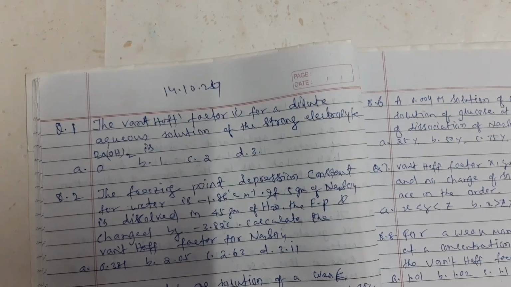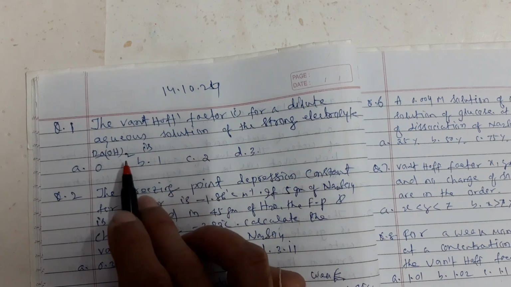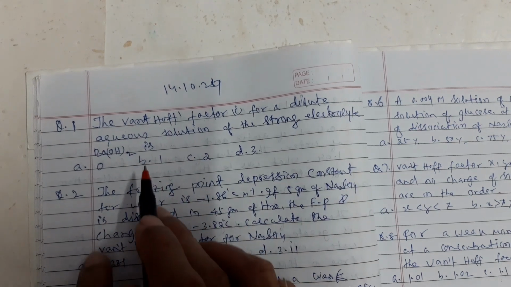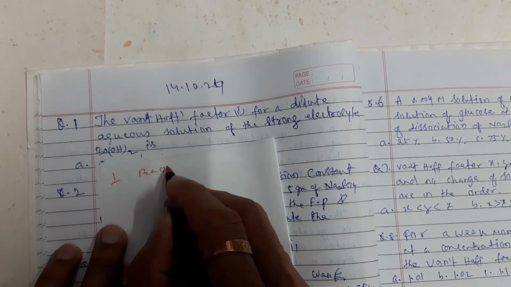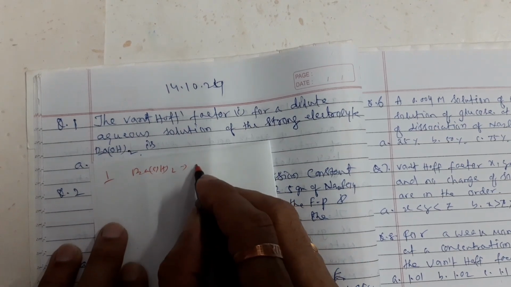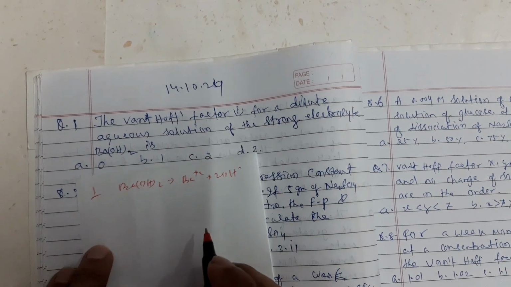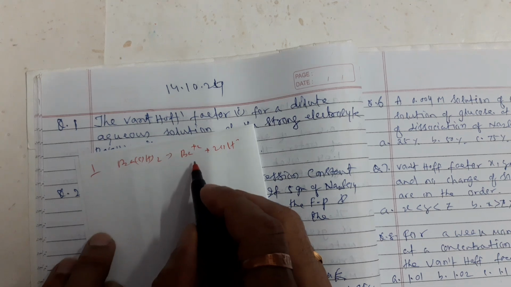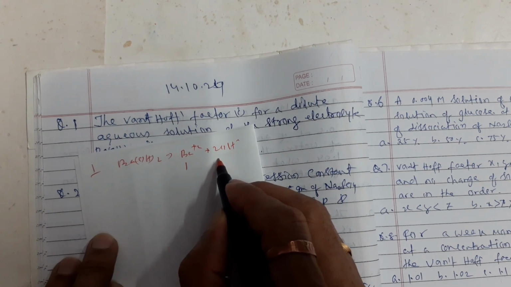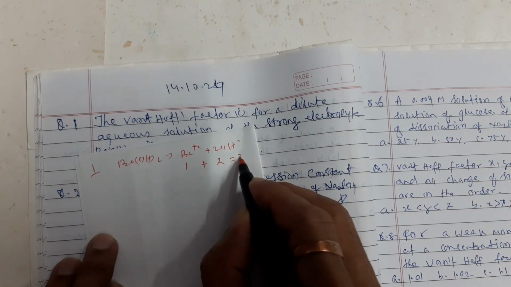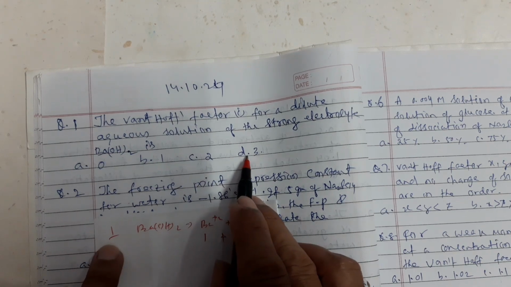First question: the van't Hoff factor i for a dilute aqueous solution of the strong electrolyte barium hydroxide is what? This is question number 1. Barium hydroxide dissociates as Ba2+ plus 2OH minus. So the number of ions is barium ion 1 and hydroxide ion 2, total 3. So the van't Hoff factor is 3, that is D, the correct answer.